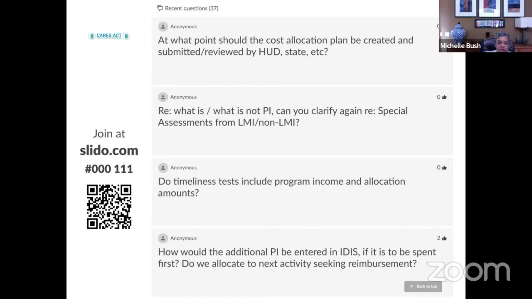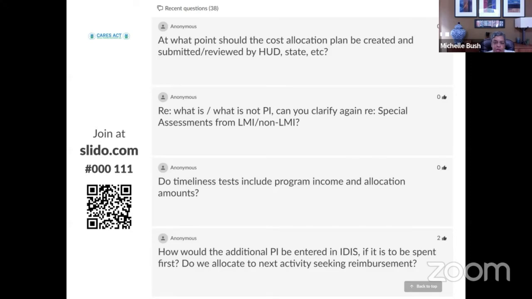That's a 2 CFR 200 requirement. At what point should the cost allocation plan be created and submitted, reviewed by HUD or the state, etc.? Normally, a cost allocation plan is developed based on your prior year audit, or it could be based on your current year budget. And I think it's going to be up to you to decide which one you want to use.